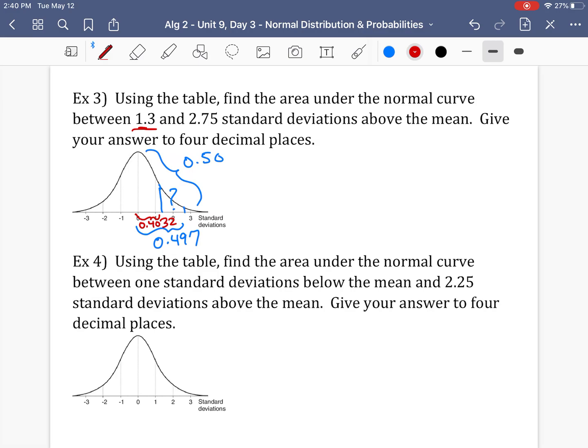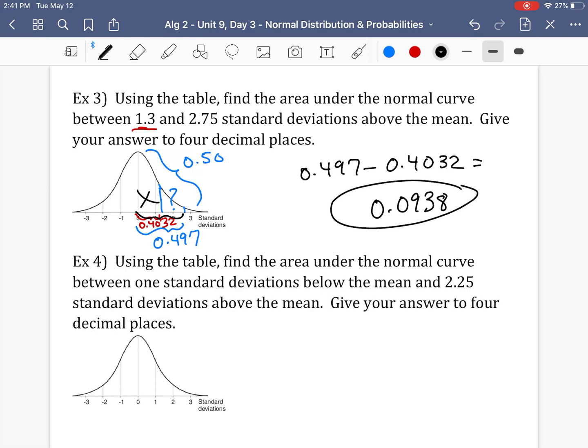So do you see, all I have to do is take these numbers, the blue one and the red one, and subtract. Because basically what's happening is I want this whole piece, but I don't want this part, and that's the red piece. So if I do 0.497 and take away 0.4032, that will be the part that I do want. So 0.497 minus 0.4032 gives me 0.0938. All right, so a little problem solving every once in a while.